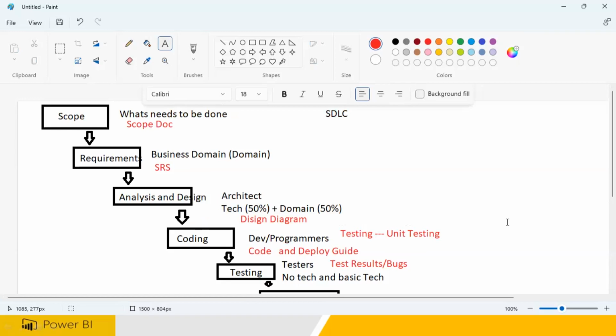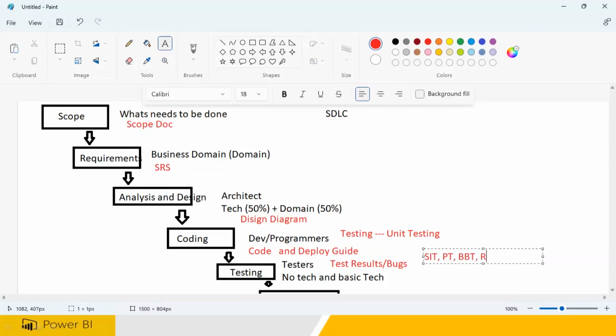Later, your software will be given to the testing department. They also test it. So those testings are called system integration testing, performance testing, then black box testing, then regression testing. So like that, they are going to be doing a lot of testing, UAT testing, user acceptance testing, a lot of testing the testing department is going to be doing.